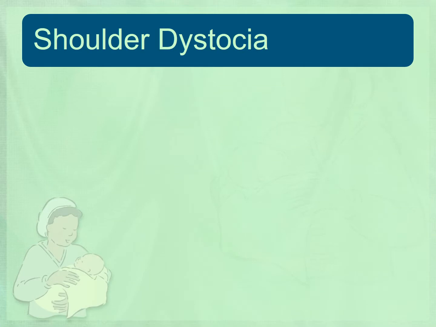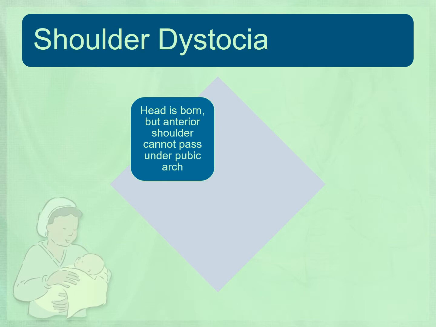Shoulder dystocia. This is an uncommon obstetric emergency that increases the risk to mother and baby during vaginal birth. The head of the infant is born, but the anterior shoulder cannot pass under the pubic arch. This can be caused by a fetus that is too large or abnormalities in the maternal pelvis.